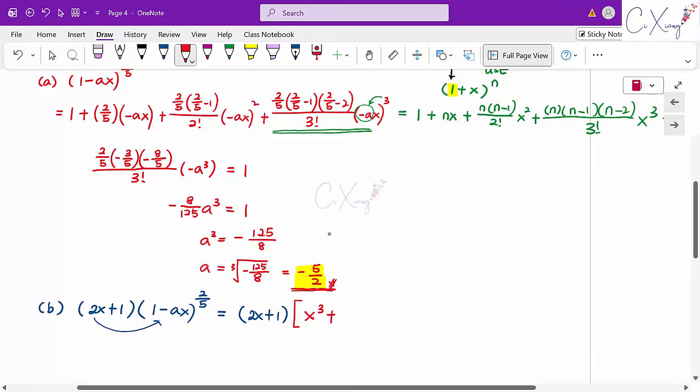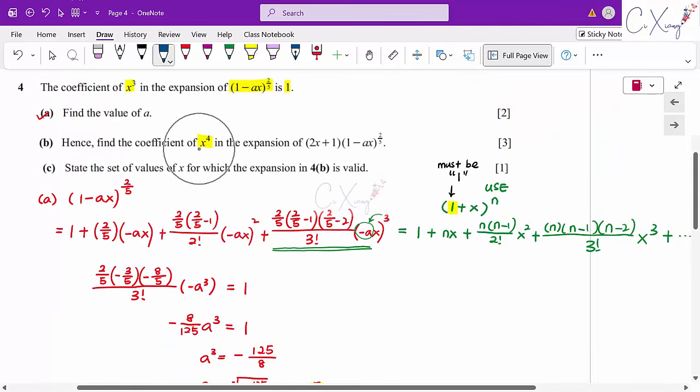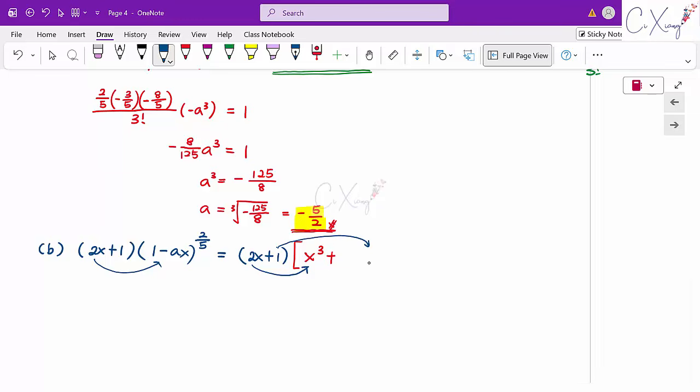Okay? Then after that, I know that 2x multiplied with x cubed gives something with x power 4, because in this question we are interested in the coefficient of x power 4. I need one more extra term here, because 1 multiplied with something, I can also get x power 4, right? So that means this particular term in this expansion must be the term of x power 4. So I need to further expand it. So what's the formula for x power 4?